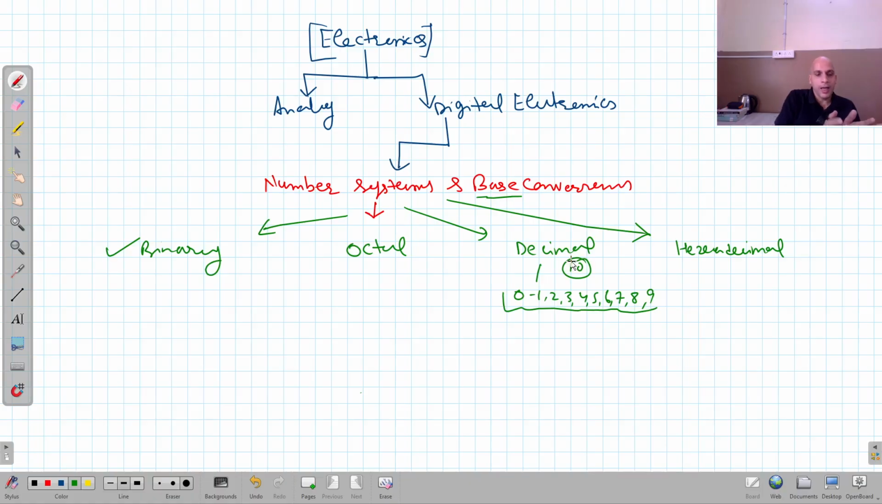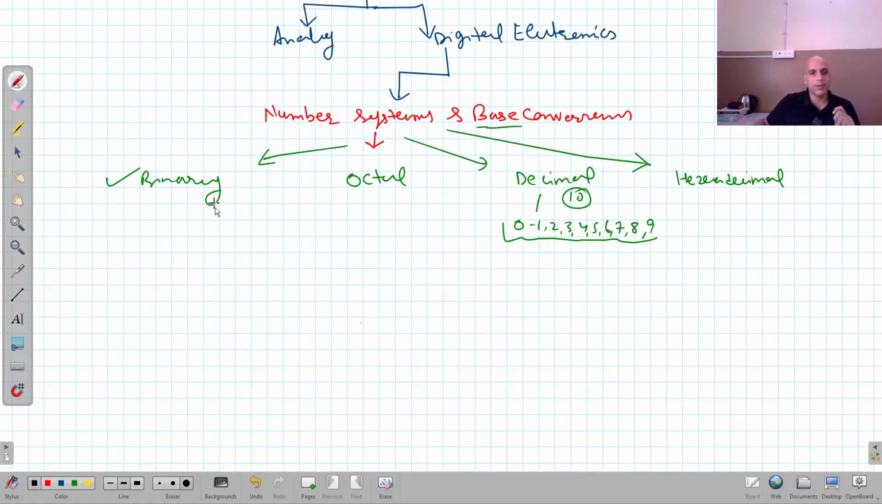So I am writing down all the bases and the unique digits for all these number systems. You can see here I am starting with the binary. The binary number system is the commonly used number system in digital electronics. So in the binary number system, we are using only two digits, 0 and 1. These two digits are also known as a bit, right? Bit is written for a binary digit, either 0 or 1, right?